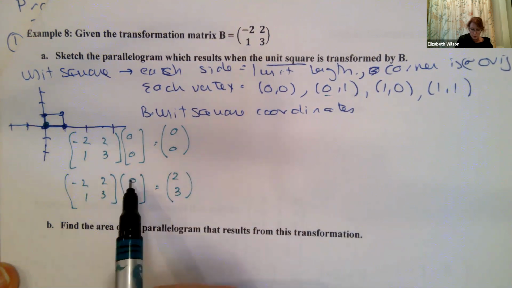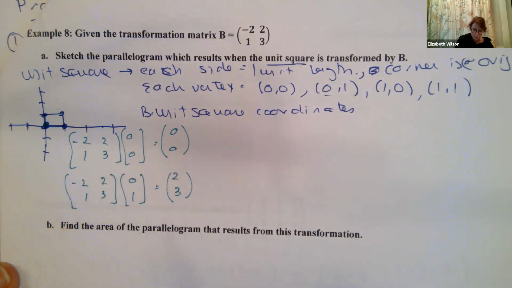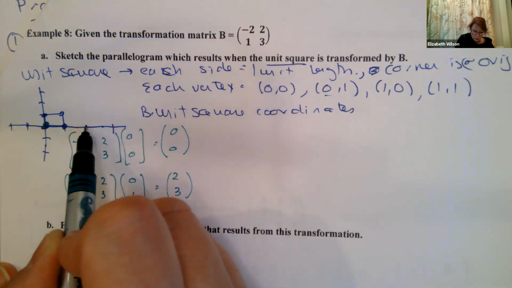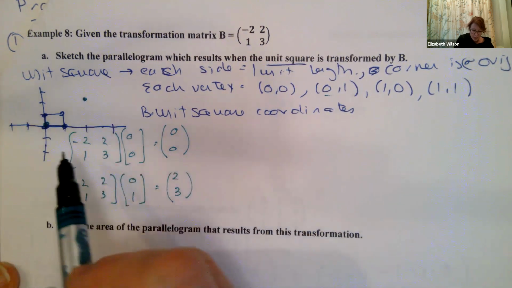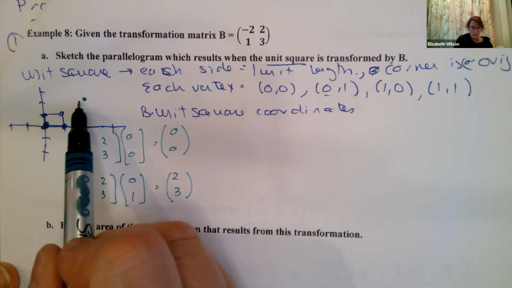Right, I'm multiplying first row, first column. That's how I'm getting these numbers. So I've gone over 2 and I've gone up 3. So I've taken (0, 1) and I've moved it to here.